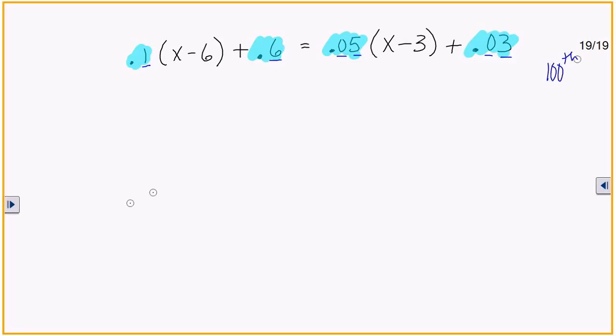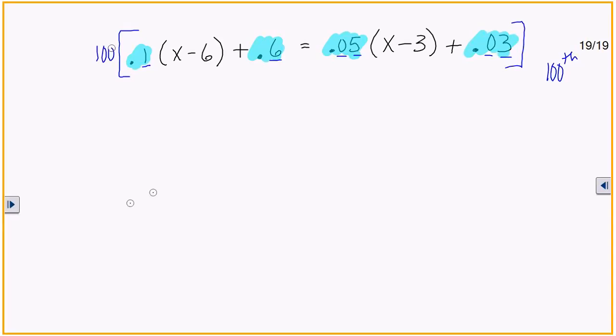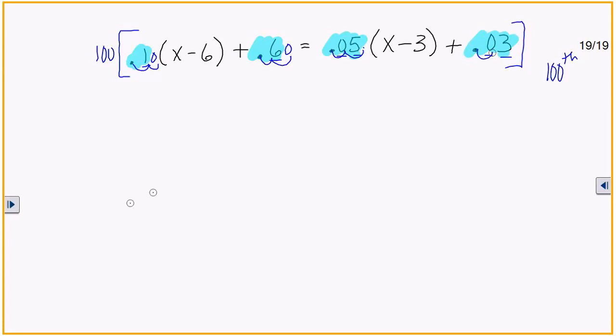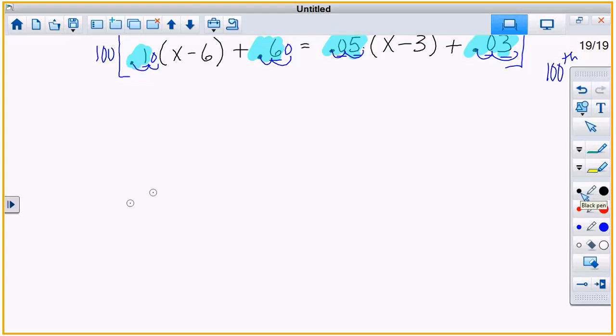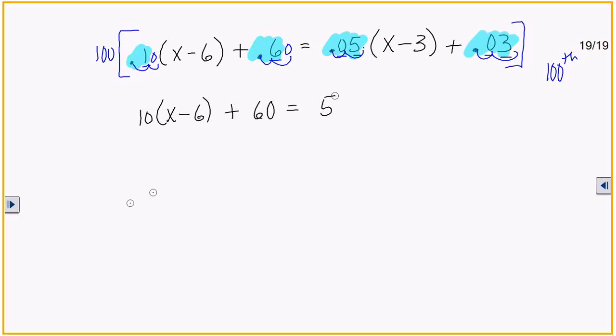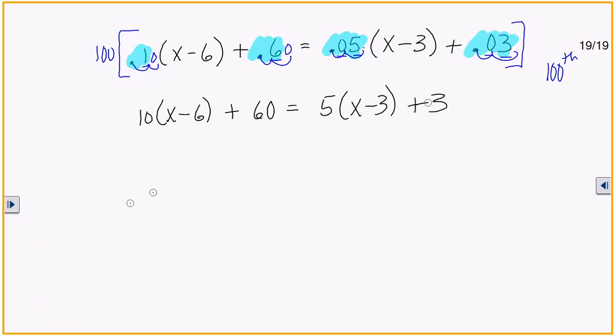So I'm going to multiply everything by 100. That's going to move two places to the right. 1, 2. So now I have 10 times x minus 6 plus 60 is equal to 5 plus 3. And now you're ready to do the problem.